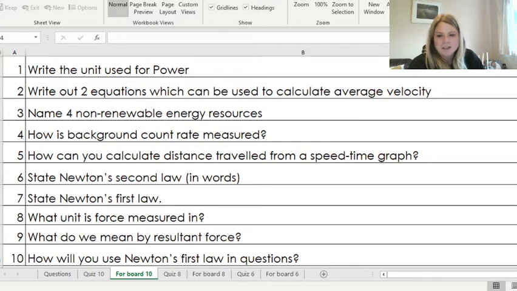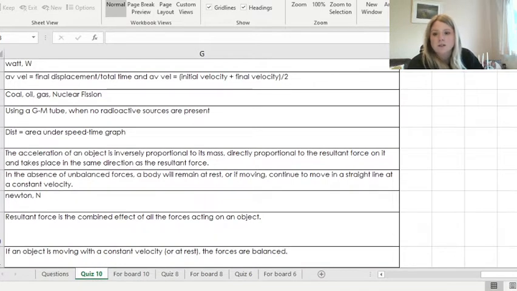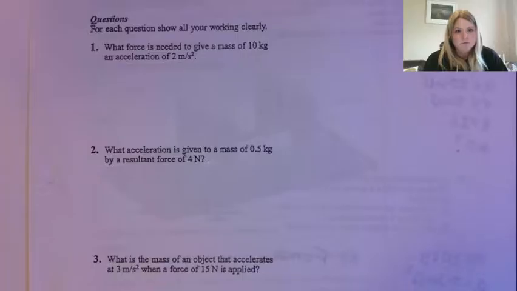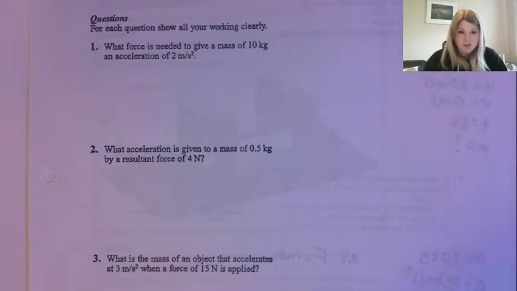Hi Year 11, so let's start off with a retrieval roulette. So here's your questions, pause and get those answered, thank you. And here's your answers. So mark in a different coloured pen, fill in anything that you missed out or correct anything that is wrong. Okay, so last lesson we were doing these questions here on page 183 and 184.